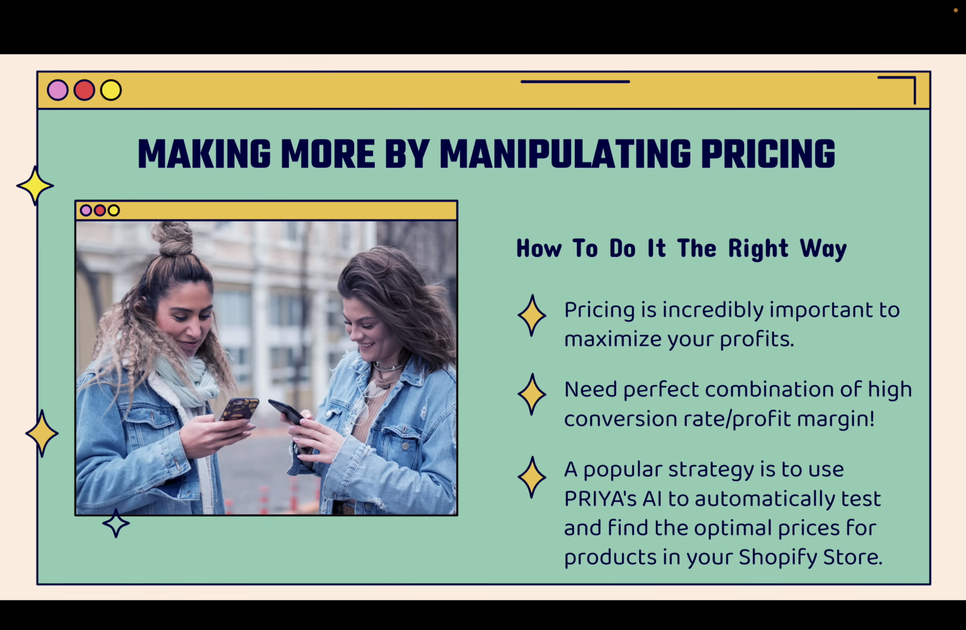And up until now, it's very hard to do that. But a very popular strategy is to use PRIYA's AI to automatically test and find the optimal prices for all of the products in your Shopify store. It's incredibly powerful. I'm going to show you more over the shoulder.